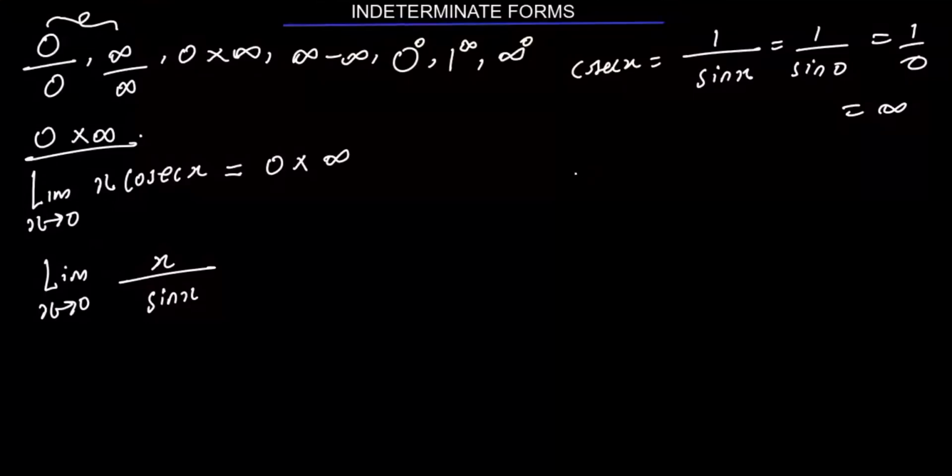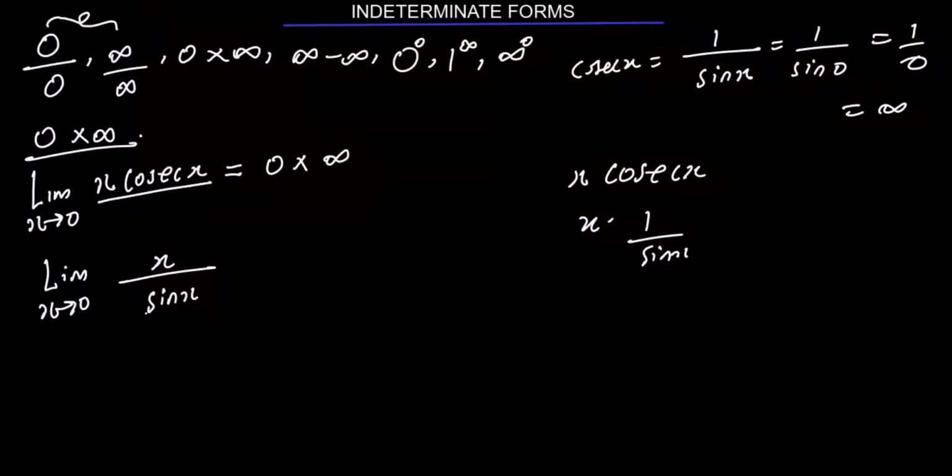Remember that I have x cosec x. X times, what is cosec? 1 over sine x, which is x over sine x, what I'm having here. Now, see, this question has been written as this. So let's solve the limit from here. Let's substitute 0. Sine 0 is 0. 0 over 0, that's L'Hospital rule again.